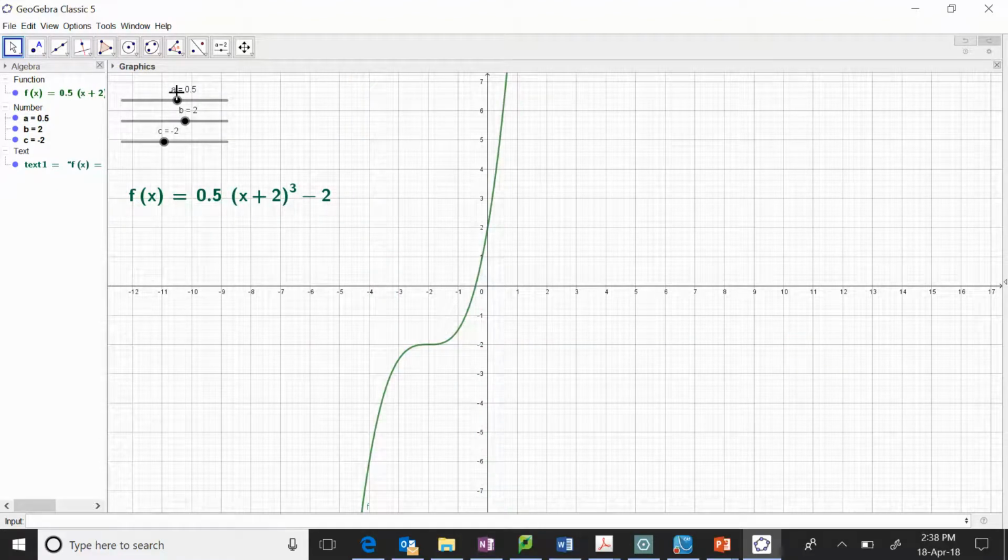But the negative just makes it upside down. See, negative just makes it upside down. Positive just makes it upright. So it's up, negative goes down. But the larger that number is, the thinner it is. The smaller the number it is, the wider it is.